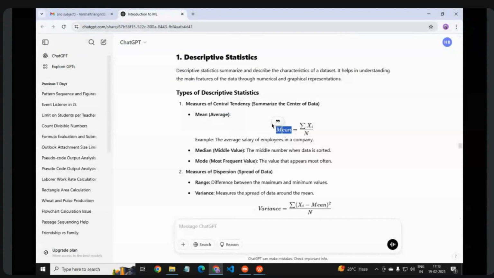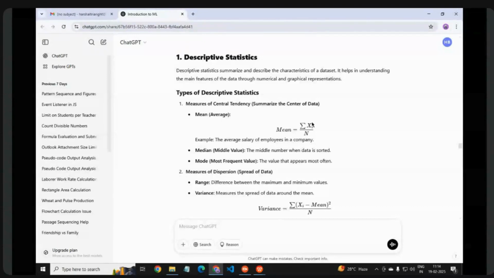So this is the formula of mean: the sum of all the numbers divided by the total count of numbers. Say there are five numbers, 1, 2, 3, 4, 5. Here we do the summation of those numbers, 1 plus 2 plus 3 plus 4 plus 5. Then we write how many numbers of data there are, 5. So we divide this total sum by the count of elements.